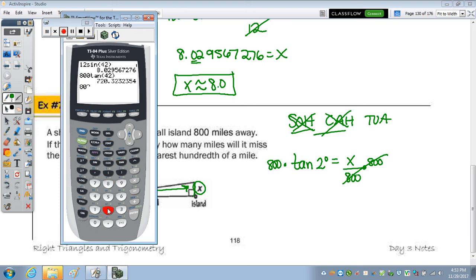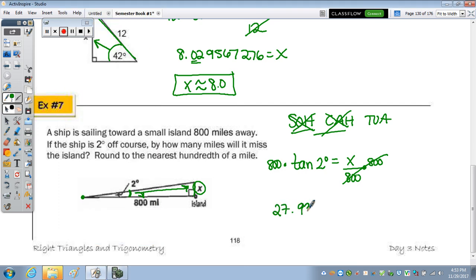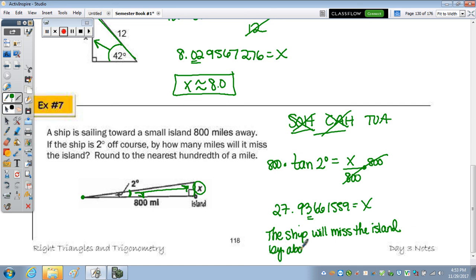27.9366159. And rounding to the nearest hundredth, because the 6 is to the right, the ship will miss the island by about 27.94 miles. And last one.